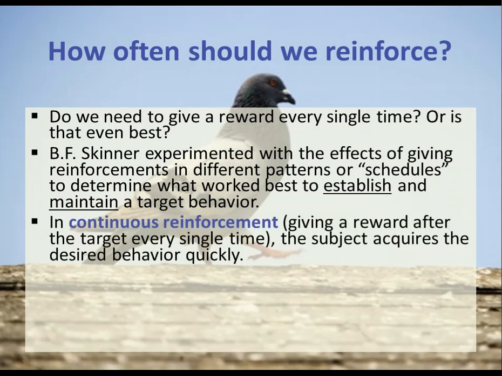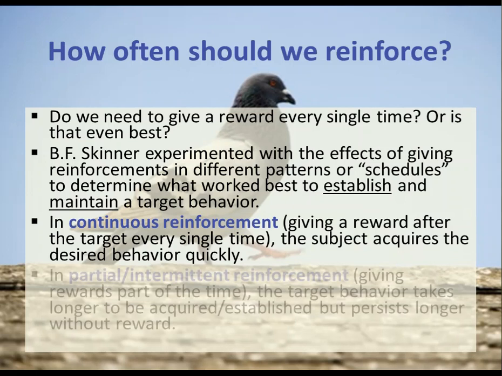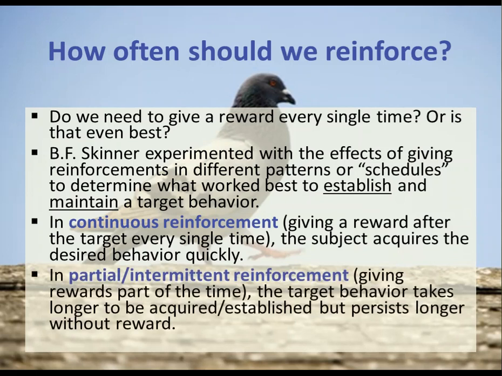In continuous reinforcement, that is, given a reward after the target behavior every single time, the subject acquires the desired behavior quickly. In partial or intermittent reinforcement, given rewards part of the time, not every single time, the target behavior takes longer to be acquired and established, but persists longer without reward.